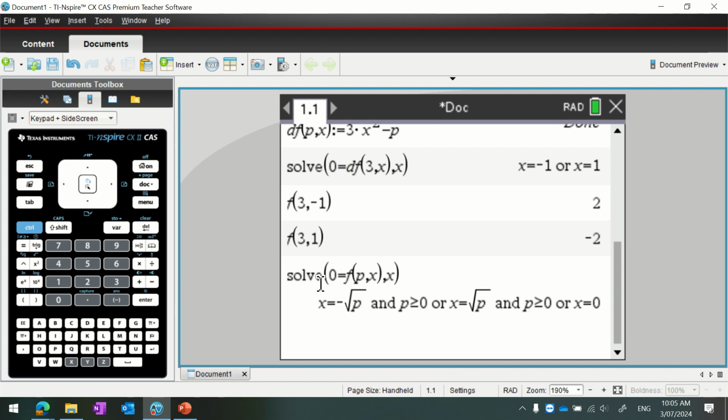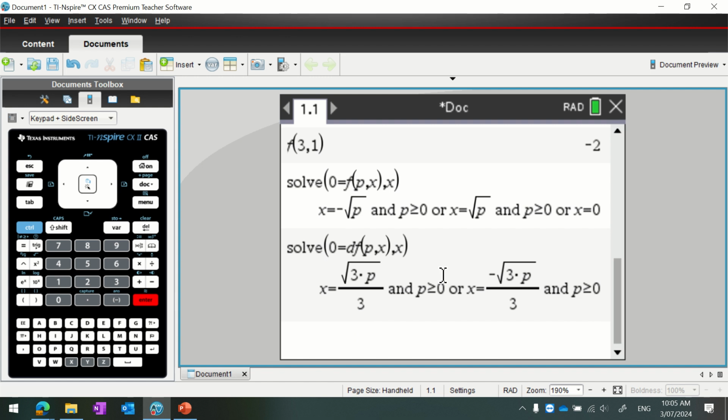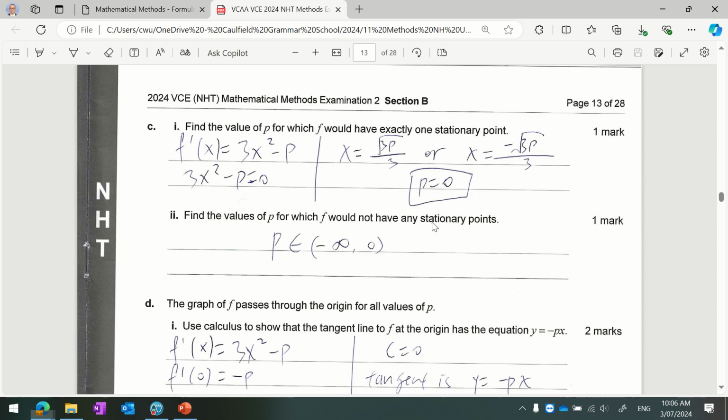No, sorry, let me type this. So I'm solving the derivative to be 0. And then those are the answers for the x value of the stationary point, which I wrote down on paper.